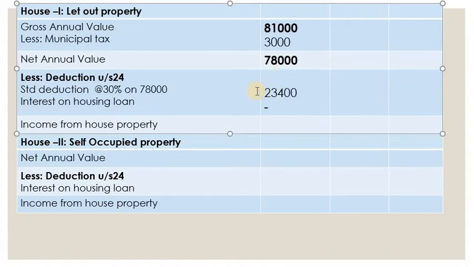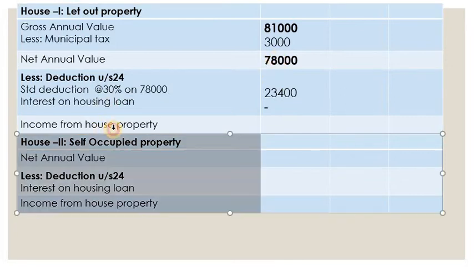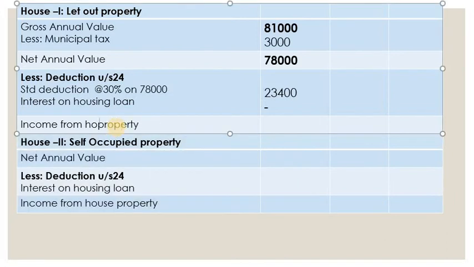So therefore, income from house property, that is let out property, is 78,000 minus 23,400. So it is 54,600. 54,600 is the income, so you can write down this amount in the outer column.